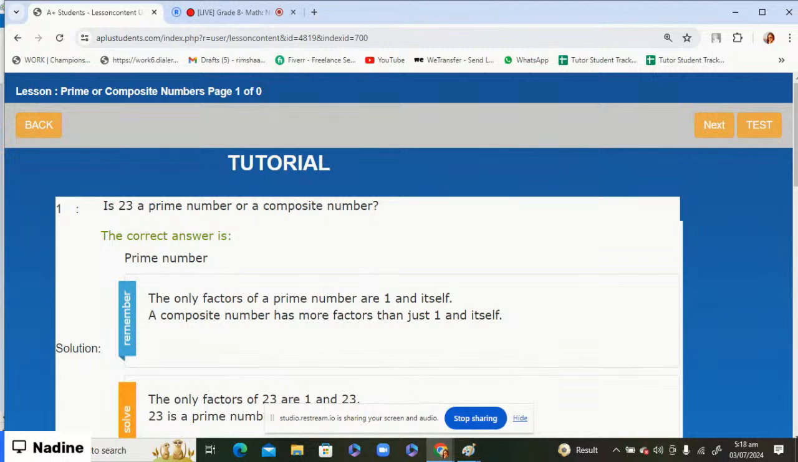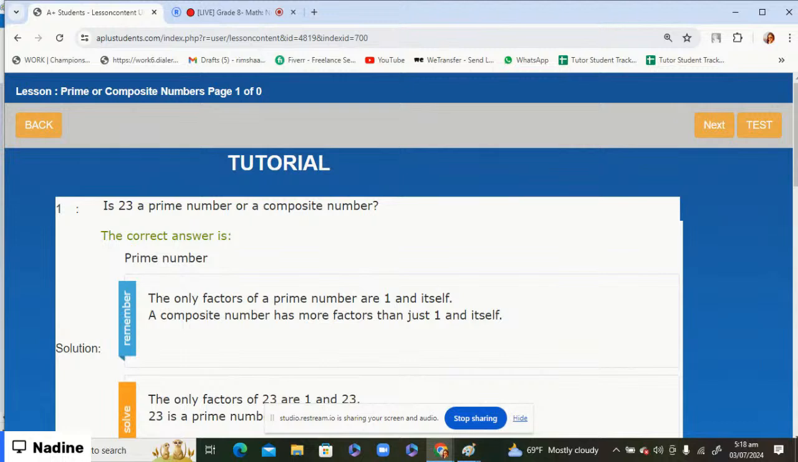And what are composite numbers? Composite numbers have more than two factors. For example, 4 is divisible by 2 and 4 is also divisible by itself, so it has more than two factors. This is the difference between composite numbers and prime numbers. Now you understand the difference. This leads to expressing a number as a product of prime factors.